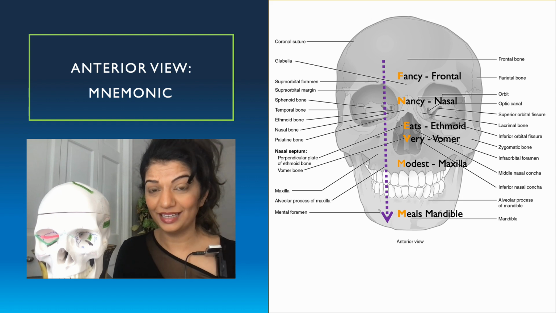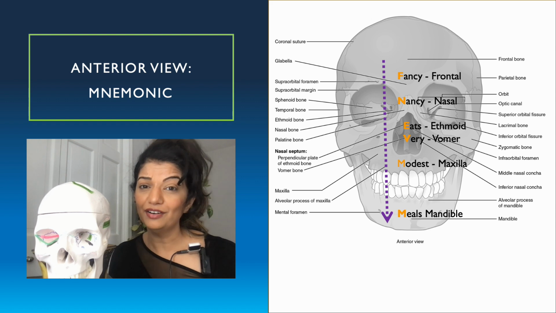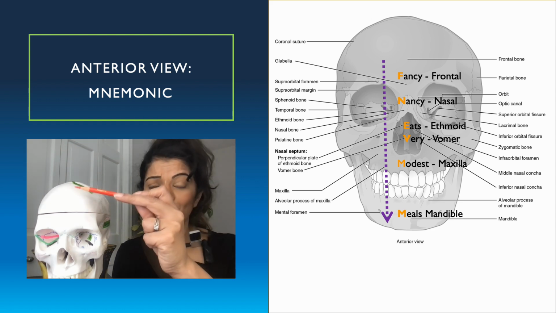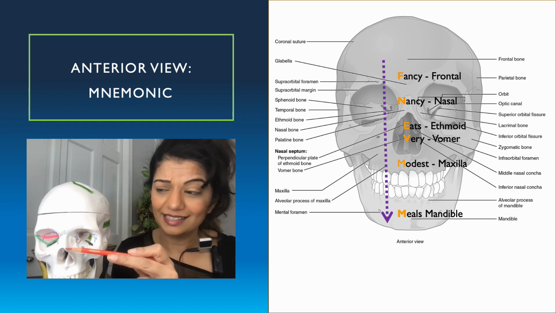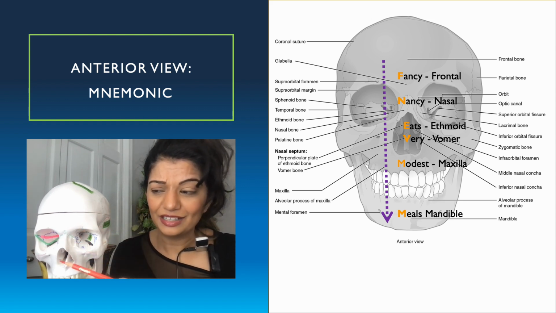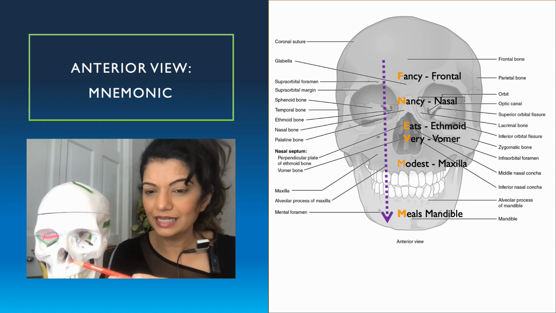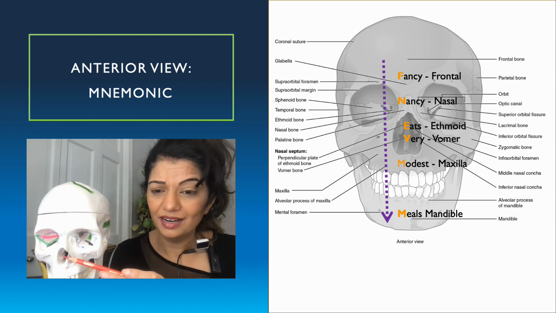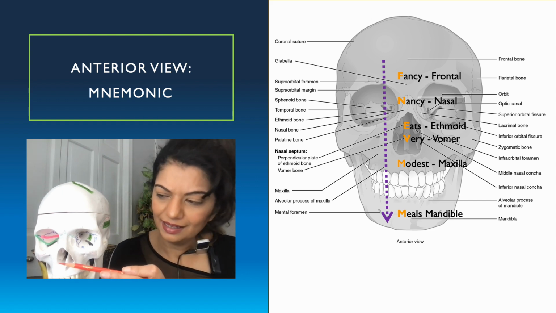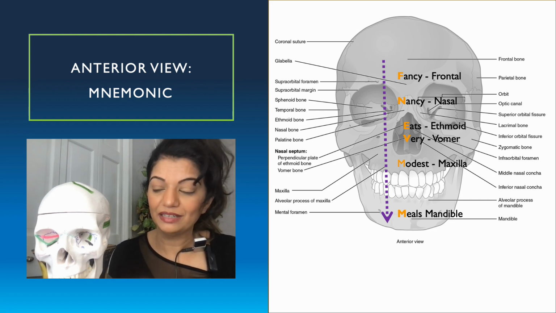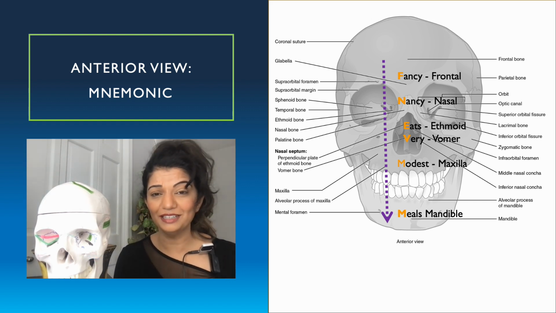And the mnemonic for the anterior aspect of the skull is going to be Fancy Nancy eats very modest meals. So we start at the top and we work our way down. So the very top is going to be frontal, Fancy for frontal, Nancy is going to be your nasal bone, Eats is your ethmoid bone, which is actually seen in your orbit right there. It's off a little bit. And then you've got V, which is vomer. It's going to be in your nasal cavity. And modest is from maxilla, which is right there. And meals is for mandible, which is right there. So there you go. Fancy Nancy eats very modest meals.